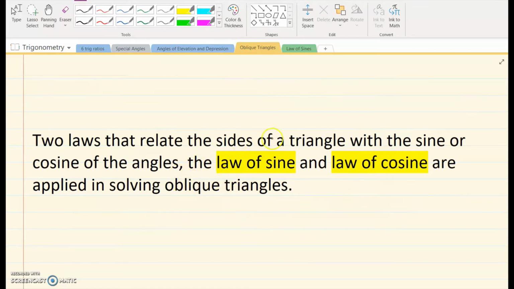So two laws that relate the sides of a triangle with the sine or cosine of the angles: we have the law of sine and law of cosine. These are the laws that we're going to apply in solving oblique triangles. The reason we have to discuss oblique triangles first and describe what kind of triangles they are is because we're going to use it in the law of sine and law of cosines in solving for oblique triangles.